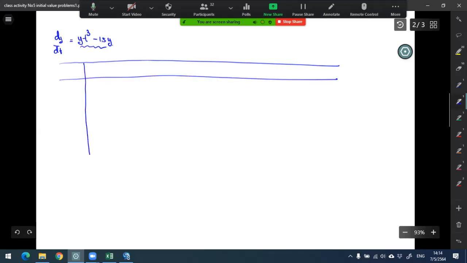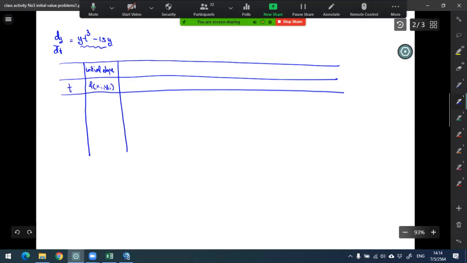For this case, we should have the time step first, and after that, we will find the initial slope. Okay, initial slope, that is actually, it is what? It is f(xi, yi). This is the same initial slope.